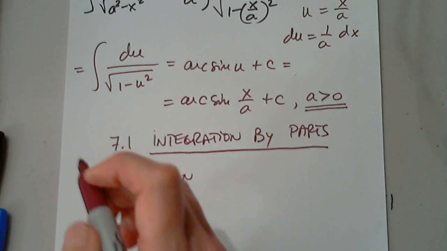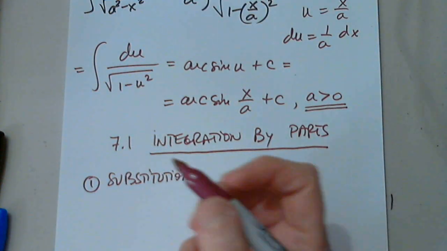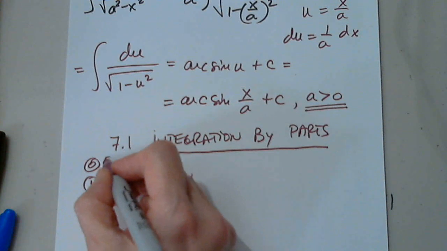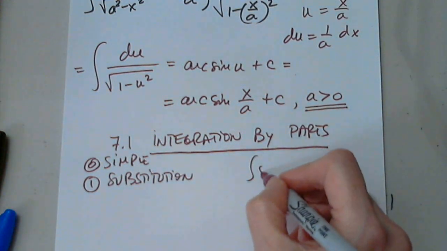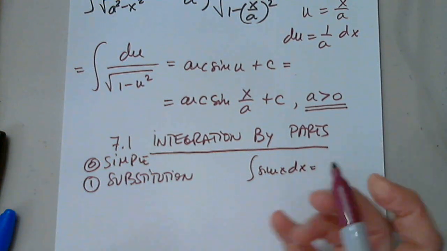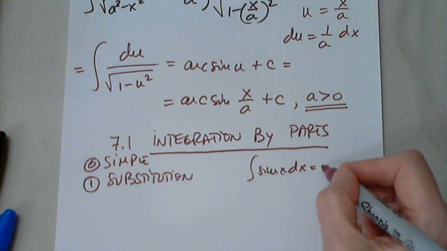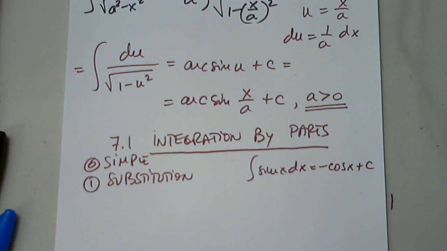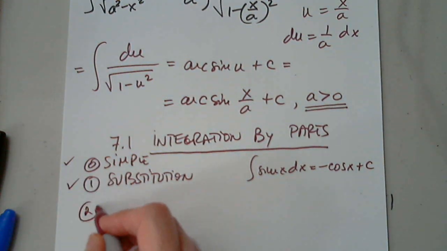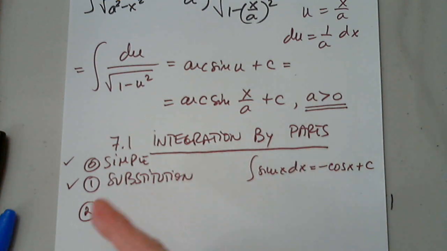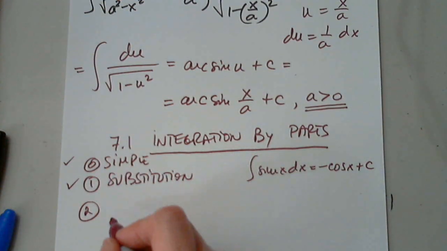If you want, you can say, well, what about the simple one? Okay, I'm going to say 0, simple. What is simple? Like the integral of sine x dx. Doesn't need anything. So this is negative cosine x plus a constant c. Done. So simple substitution. And this is the third one if you want, or the second one. Okay, so integration by parts.